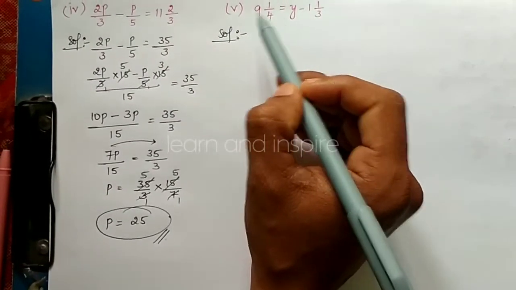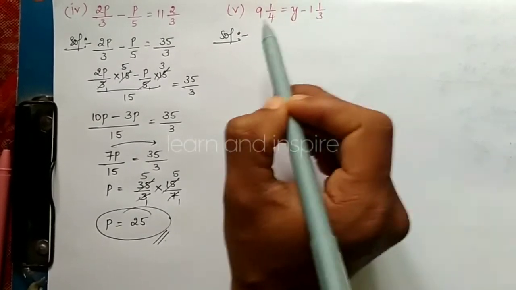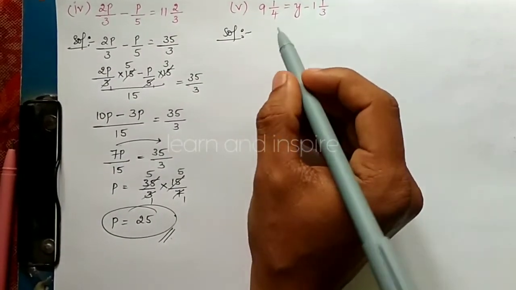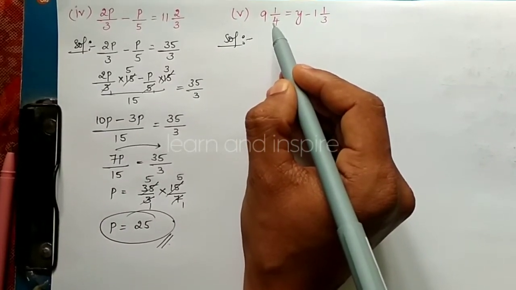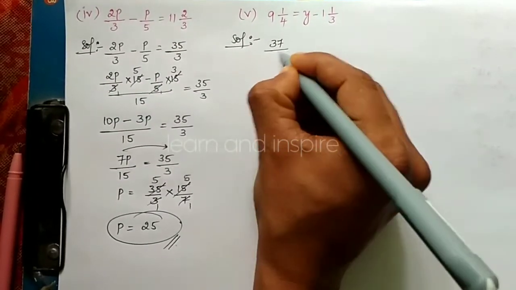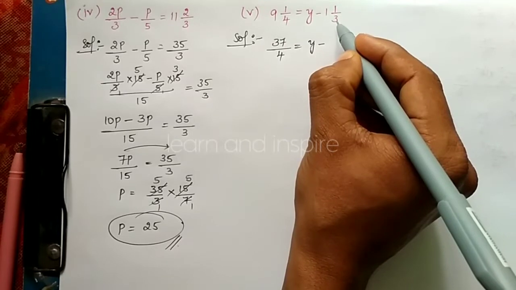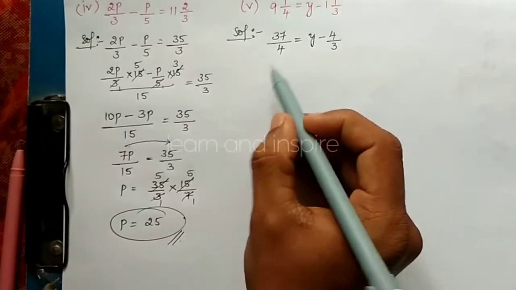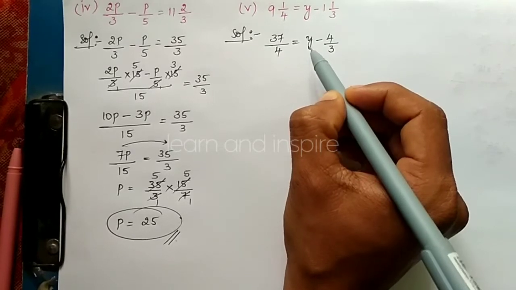Next, question number 5. 9 1 by 4 is equal to y minus 1 1 by 3. So here we have two mixed fractions. First we have to convert these mixed fractions into improper fractions. So 9 1 by 4: converting this into improper, 4 9s are 36, 36 plus 1 is 37 by 4, which is equal to y minus 1 1 by 3. 3 into 1 is 3, 3 plus 1 is 4, 4 by 3. So 37 by 4 is equal to y minus 4 by 3. Here we have to find the value of y.